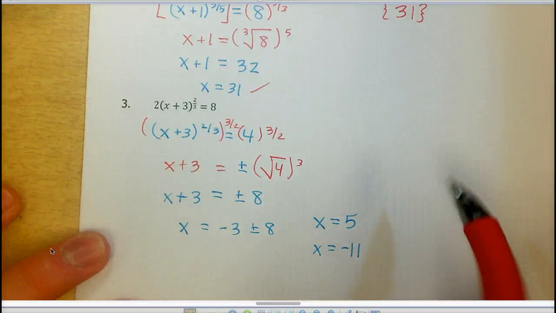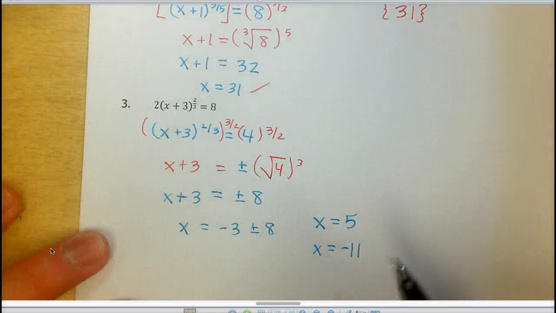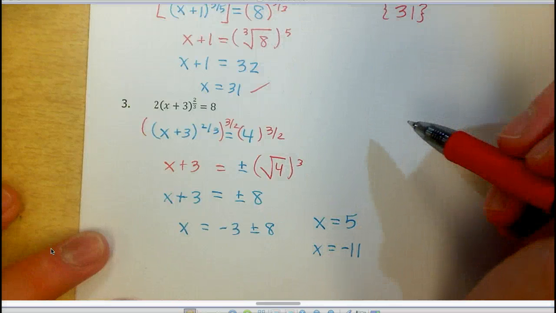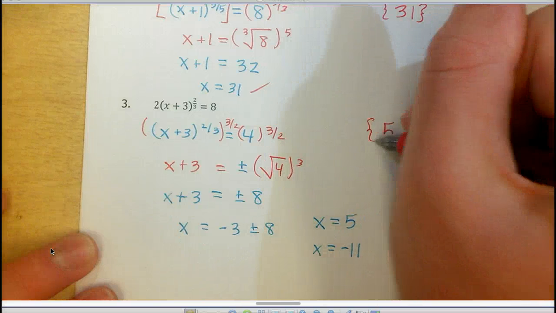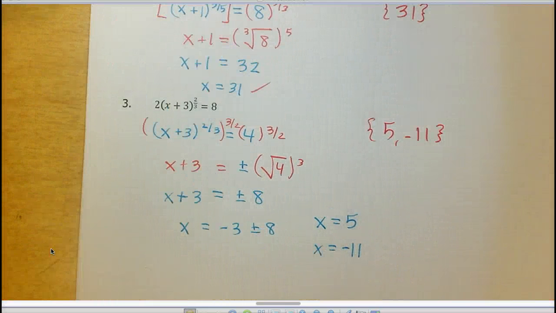Okay, you can see my work up here. When you check 5 and negative 11, they both come out correctly, so you have two solutions for this problem, 5 and negative 11.